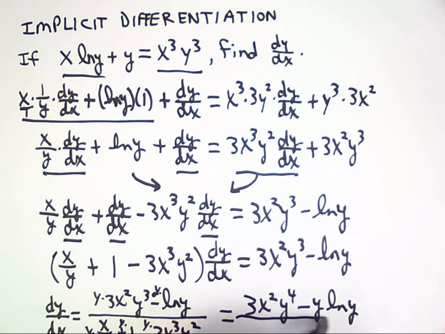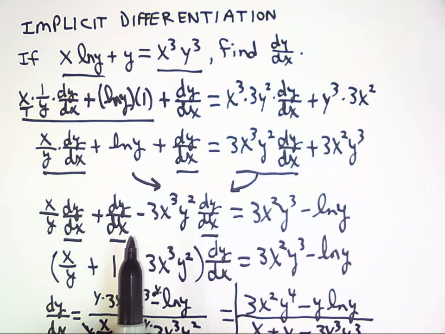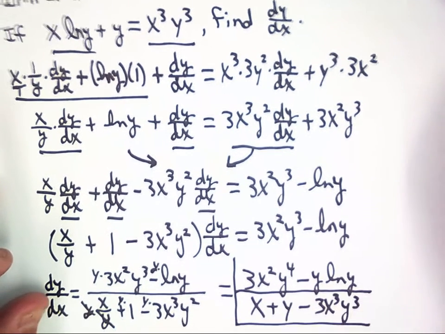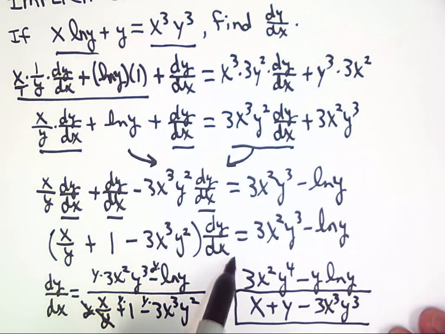And then down bottom, this is a y, they cancel, and you just get x. And then y times 1 is just a y. And then minus 3x cubed. And then y times y squared is y cubed. And that's really about as simple as you can write it. So dy over dx is going to be given by this expression.